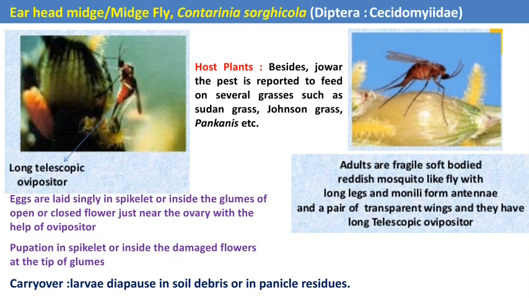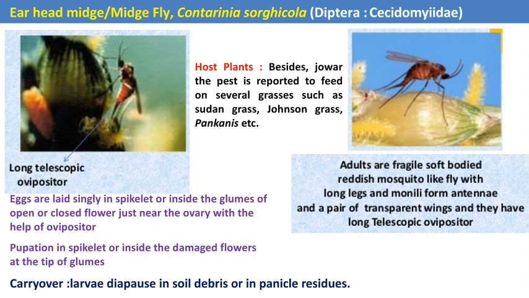The ovipositor of this fly is telescopic, and with the help of this long telescopic ovipositor, they lay their eggs singly in the spikelet or inside the glumes of open or closed flowers, just near the ovary. Then the maggots voraciously feed on the earhead, and pupation of the maggots occurs inside the spikelet or inside the damaged flowers at the tip of the glumes. These species carry over in the larval stage in the soil debris or in the stubble residue.